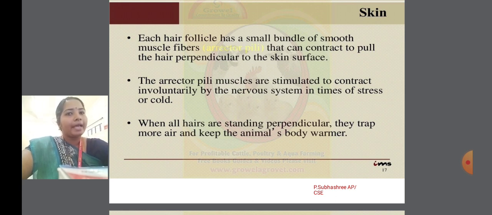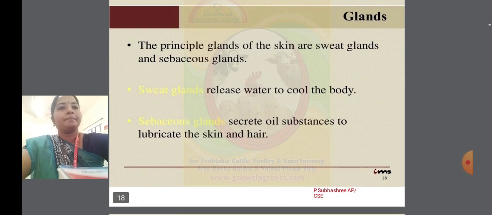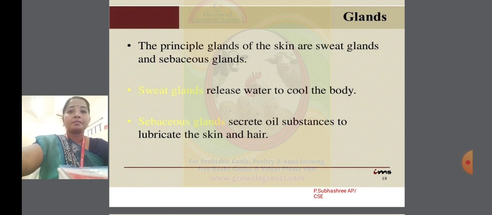Here the arrector pili muscles are stimulated to contract involuntarily by the nervous system in times of stress or cold. When all hairs are standing perpendicular, they trap more air and keep the animal's body warmer. So mainly it is to protect our body temperature, right?